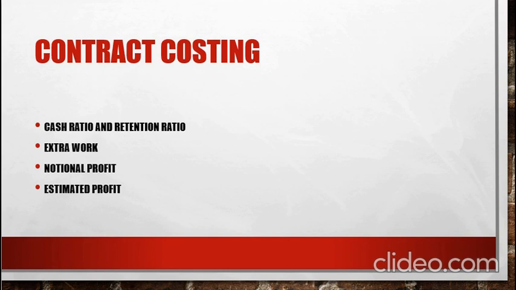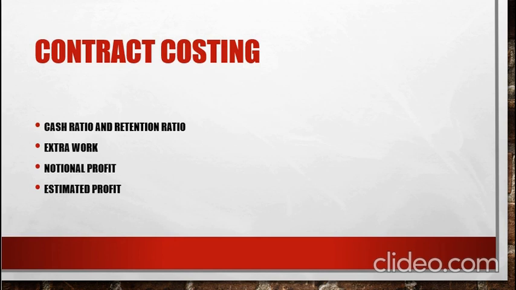Next is notional profit. Notional profit is the difference between the value of work in progress certified and the cost of such work in progress certified. It is computed as value of work certified, add cost of work not yet certified, then less cost of work to date, and then we get our notional profit. You will understand clearly how notional profit is calculated when we are solving the problem.